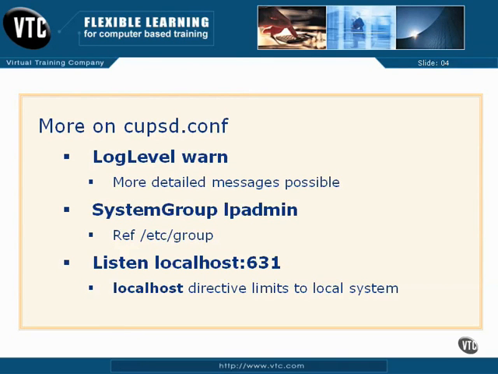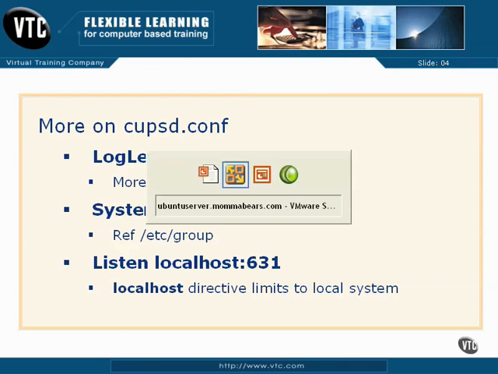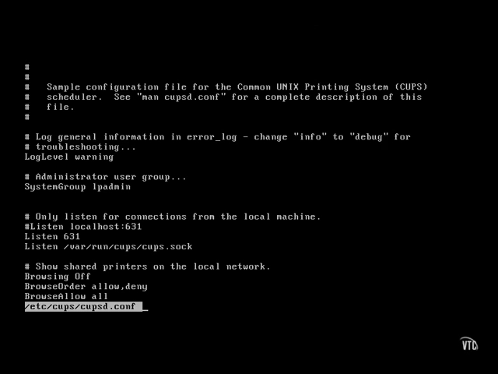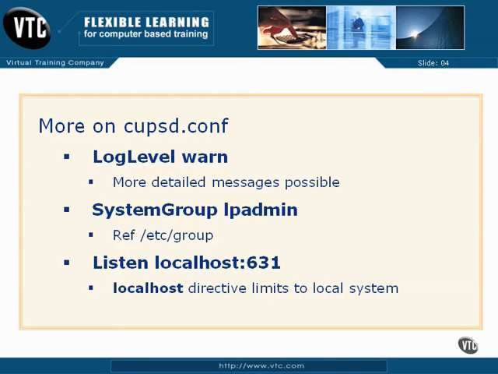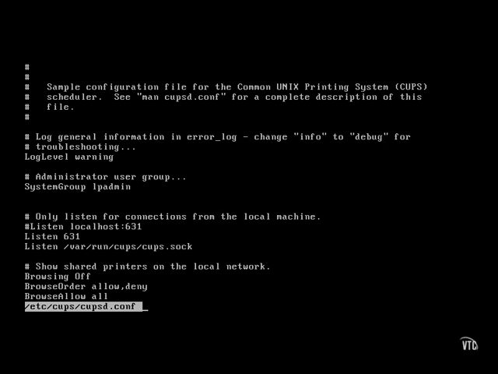The SystemGroup lpadmin directive refers to a configured group in the /etc/group configuration file. Members of that group are configured as print administrators. The Listen directive is normally limited to the local system with the localhost:631 directive, but for this particular service, I've taken out the localhost, which means that printers configured here are shared with other systems.